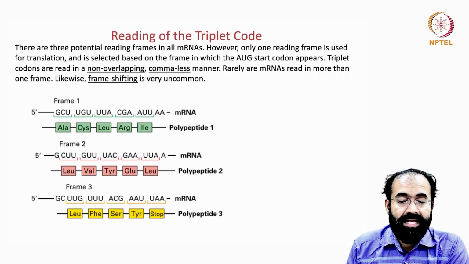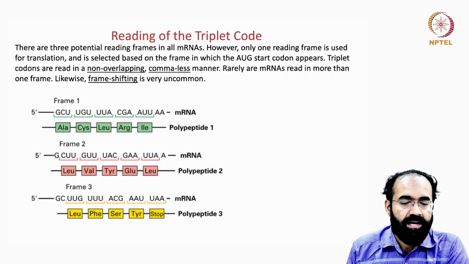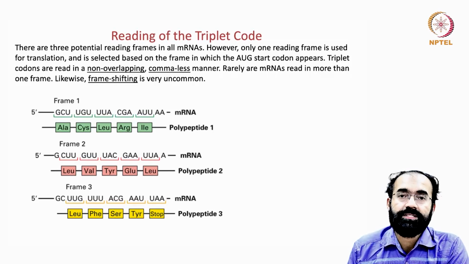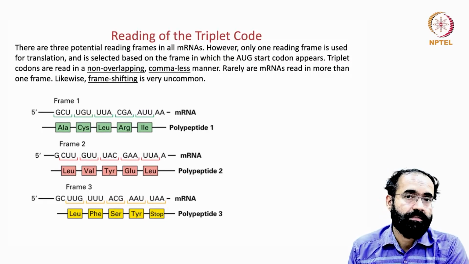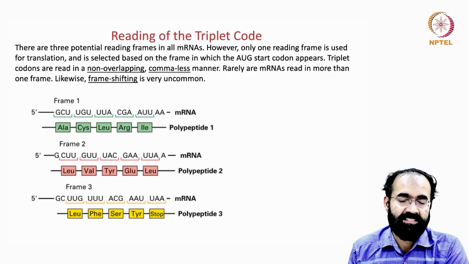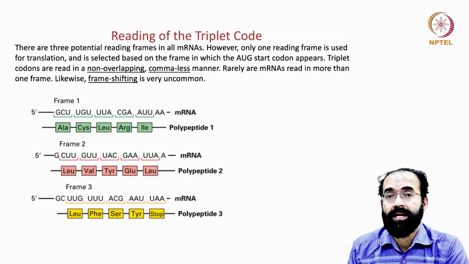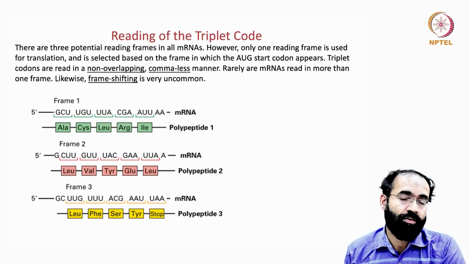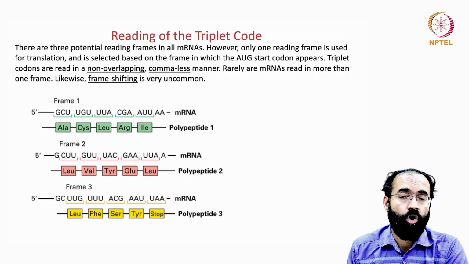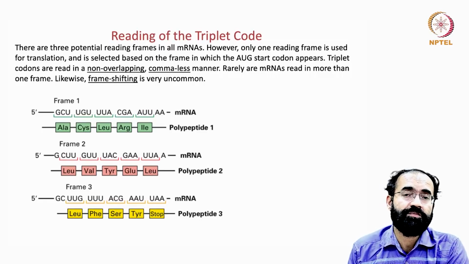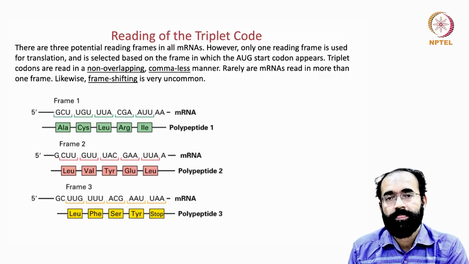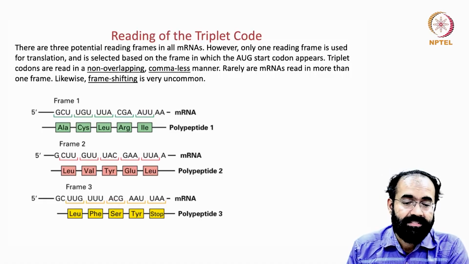So now, reading of the triplet code. There are 3 potential reading frames in all RNA, because no one says okay, this is the first base and this is the second base. No, there is no way. RNA has a first base and a last base, but not for the open reading frame. Where is the start? We know AUG, but there will be several AUGs. Who will tell you which AUG you should start with? So this is always possible, and there are 3 potential reading frames in all RNAs.